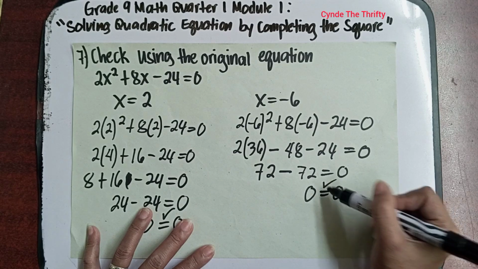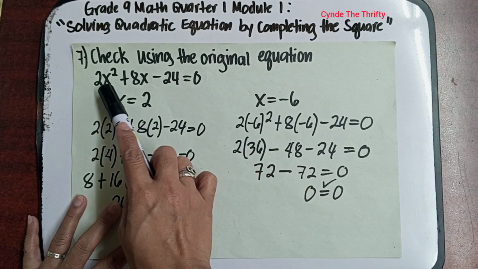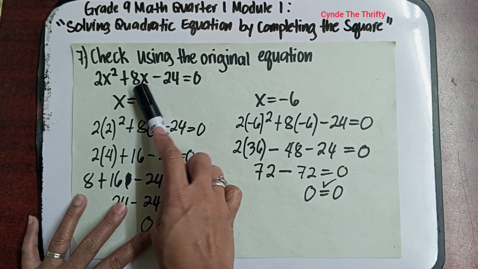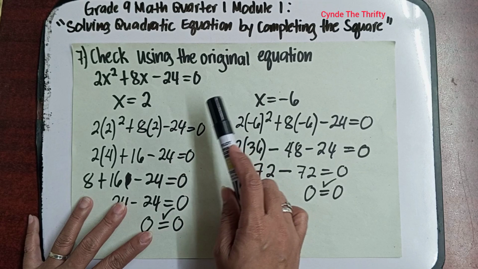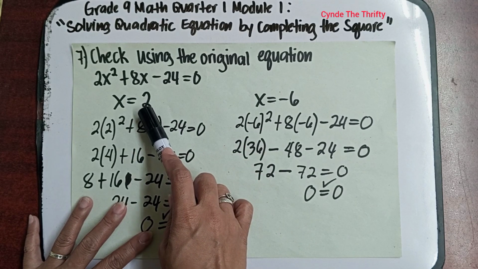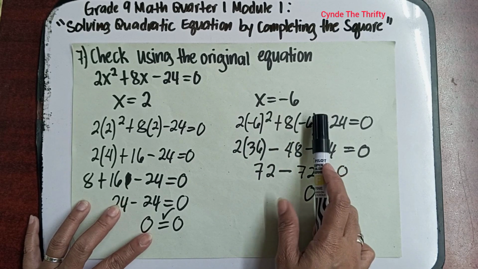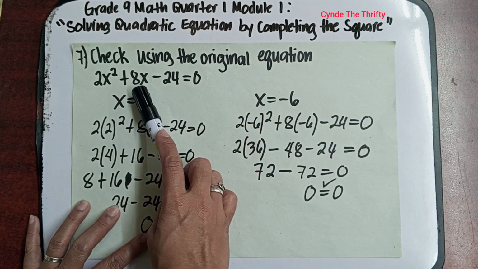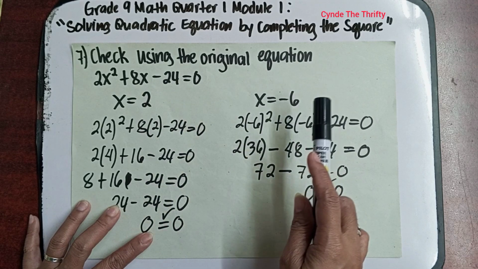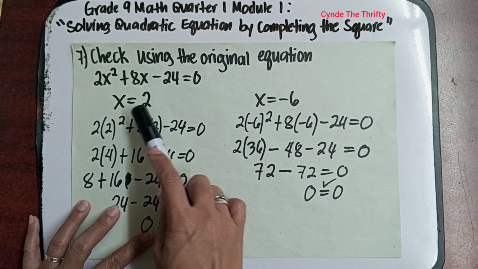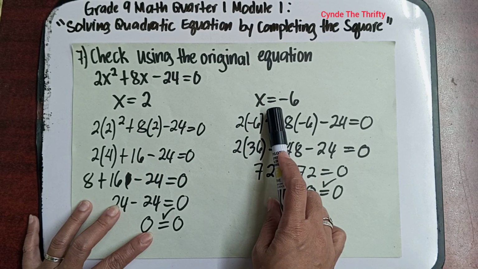Okay, so equal sila both sides. Both values of x satisfy the given 2x squared plus 8x minus 24 is equal to 0. So this is true when the value of x is 2 or when the value of x is negative 6. Thus, the equation 2x squared plus 8x minus 24 is equal to 0 has two solutions, and that is x is equal to 2 or x is equal to negative 6.